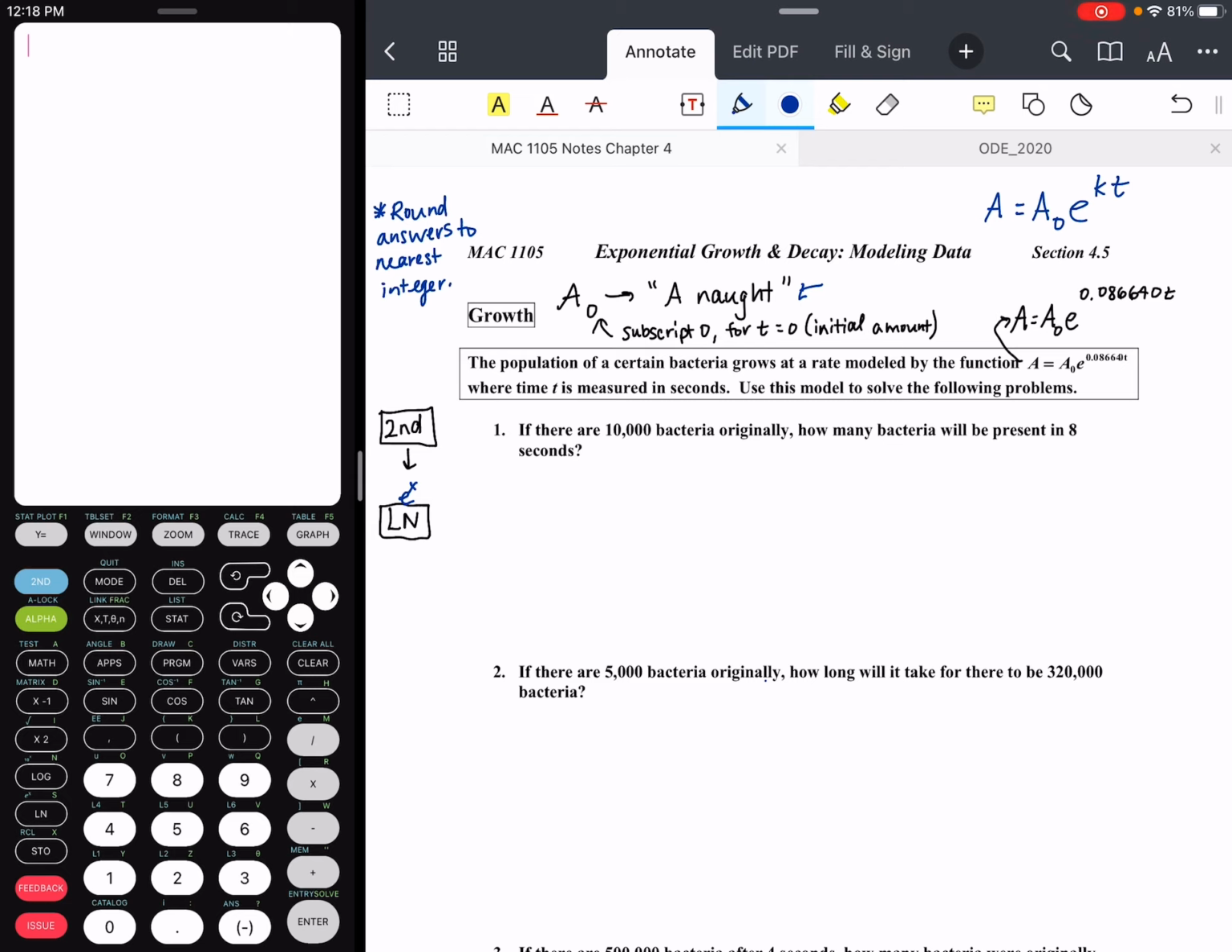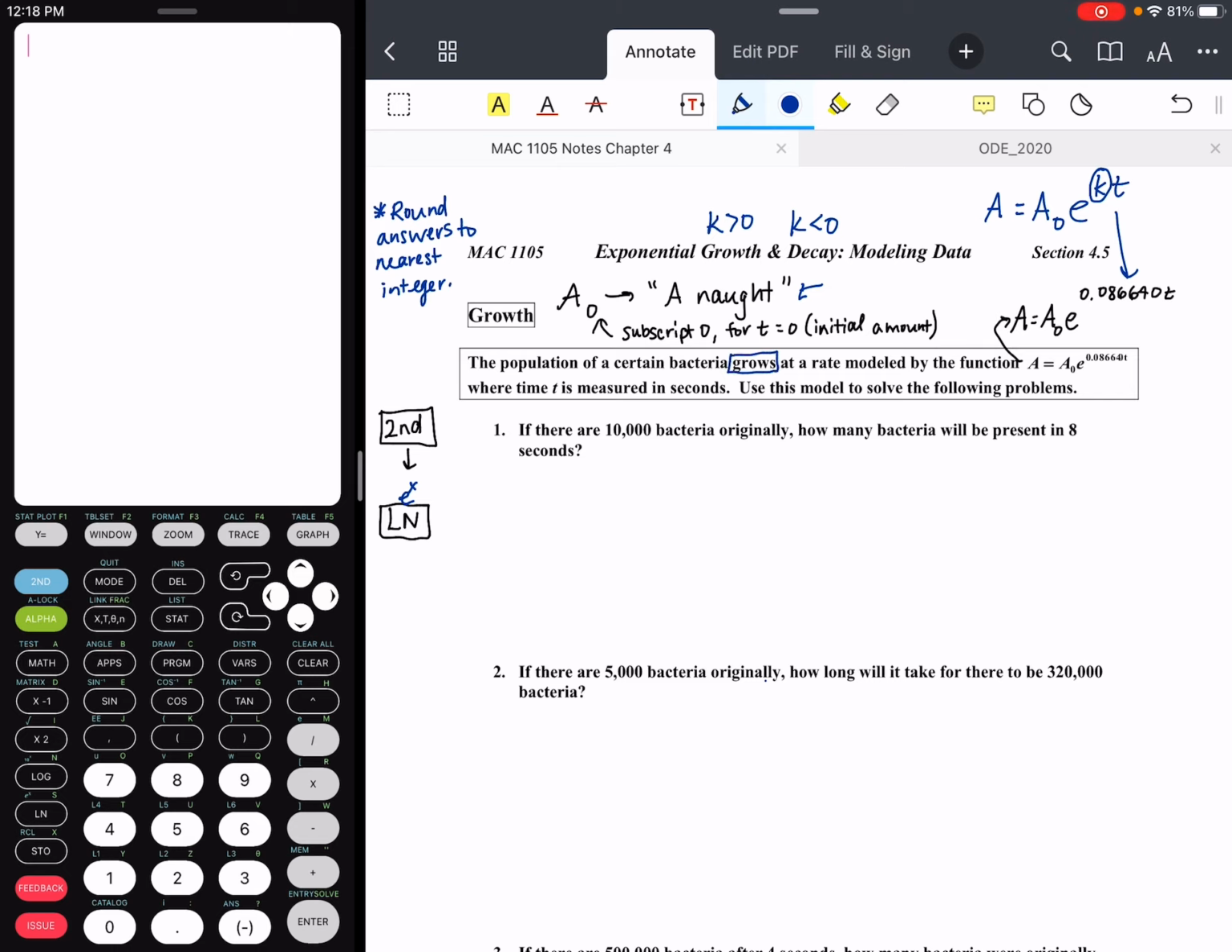We're given this rate k, that 0.086640 number. When we're talking about growth and decay models, whatever that coefficient is times t up in your exponent determines whether you have a growth or decay model. If k is positive, you have a growth model, and if k is negative, you have a decay model. In these first few examples, we're using this growth model.